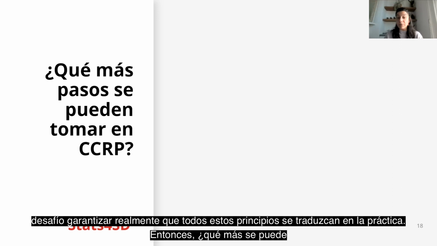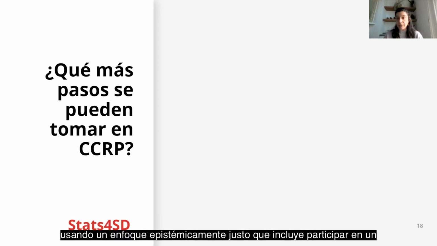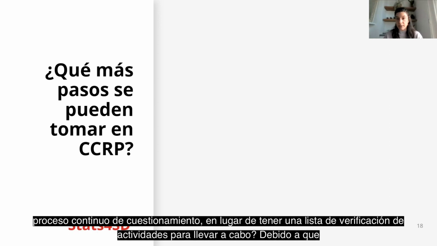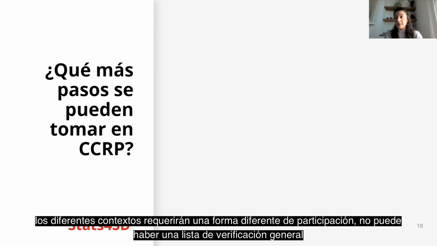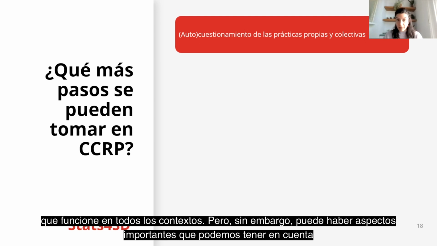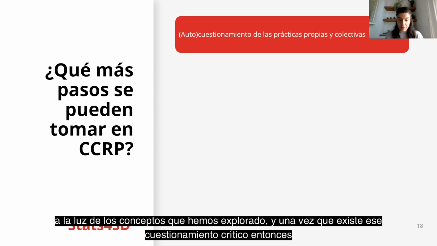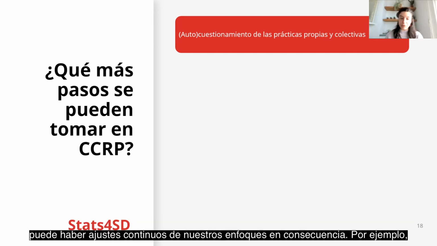So, what more can be done within CCRP and individually as a researcher? What are ways where I can check whether I am actually undertaking an epistemically just approach that includes engaging in an ongoing process of questioning rather than having a checklist of activities to carry out, because different contexts will require a different way of engaging, so there can't be a general checklist that works in all contexts? Nevertheless, there can be important aspects that we can keep in mind, such as the ongoing self-questioning of one's own and collective practices in the light of the concepts that we have explored. And once there is that critical questioning, then there can be continuous adjustment of our approaches accordingly.